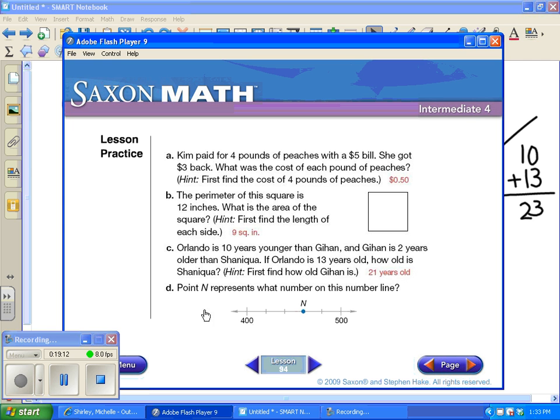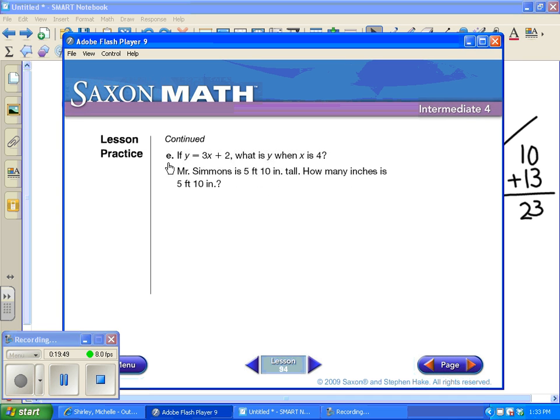Now let's look at D. We've got another number line. It's asking us to figure out what point N represents. So guess and check. Let's just start with tens. 410, 420, 430, 440, 450. Nope, it's not tens. Okay, let's try 20s. 420, 440, 460, 480, 500. Hey, our tick marks do stand for 20. So let's remember what we counted when we got to N, if we did it by 20s. Okay, 400, 420, 440, 460.